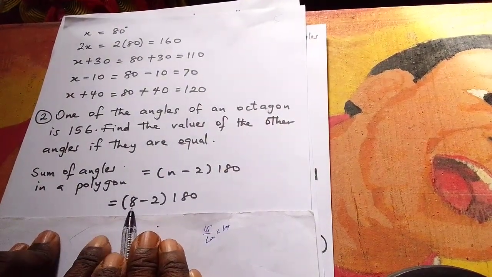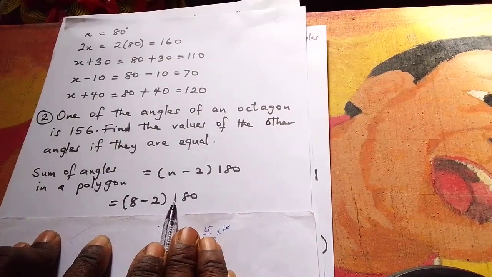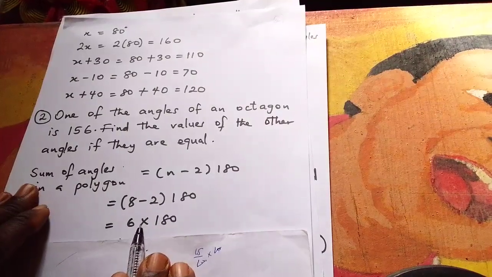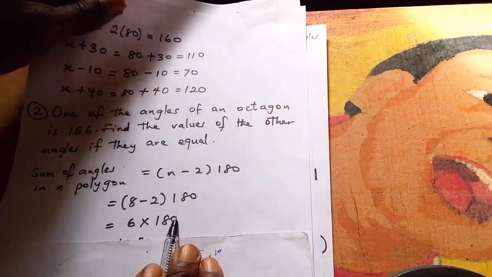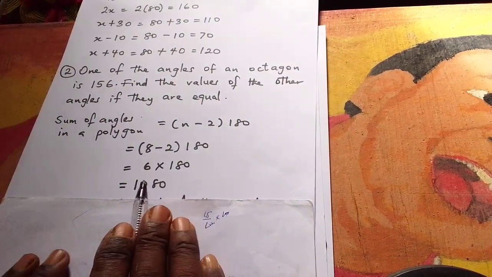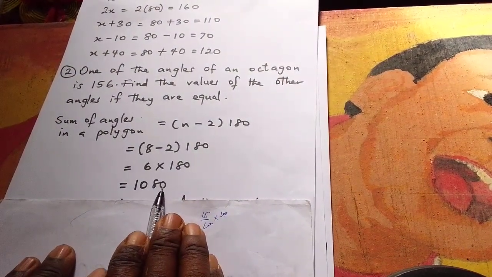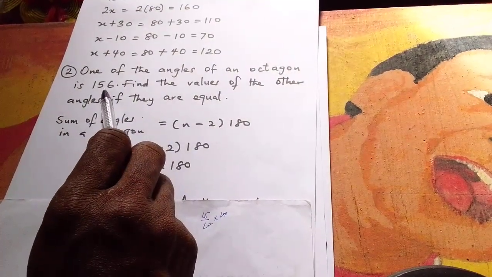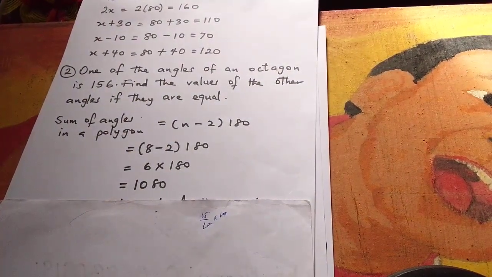So that means you have 8 minus 2 times 180. 8 minus 2 will give us 6, then times 180. So 6 times 180 will give us 1080 degrees. So if you add the 8 angles together, you are going to get 1080. We are only given one of the angles, which is 156. Then how are we going to get the remaining angles?